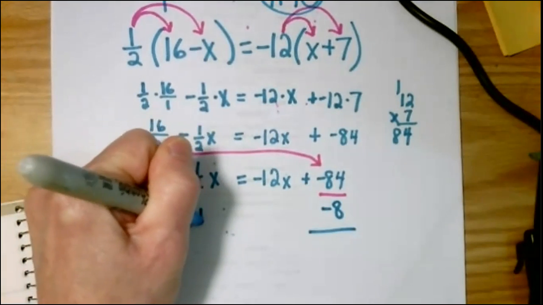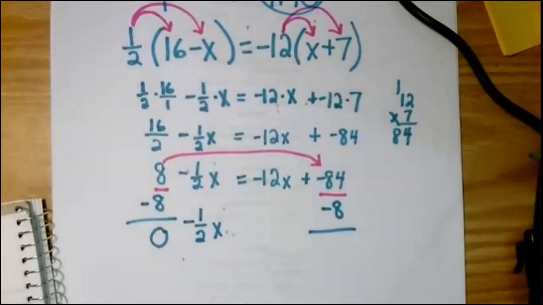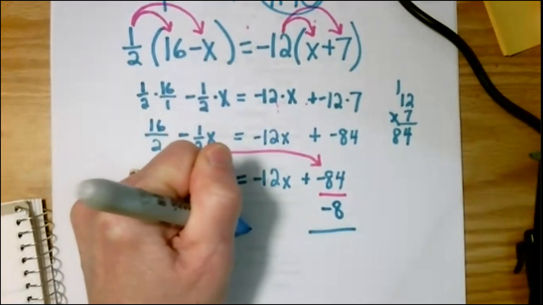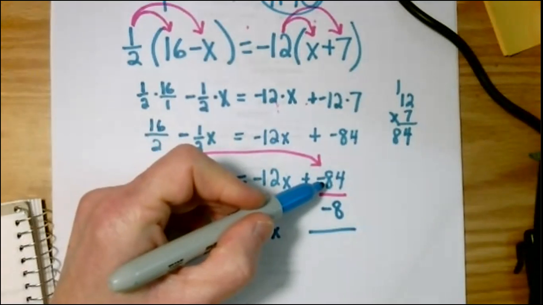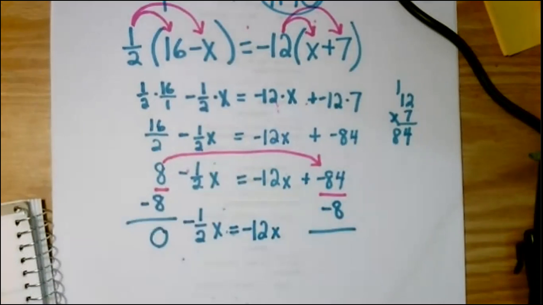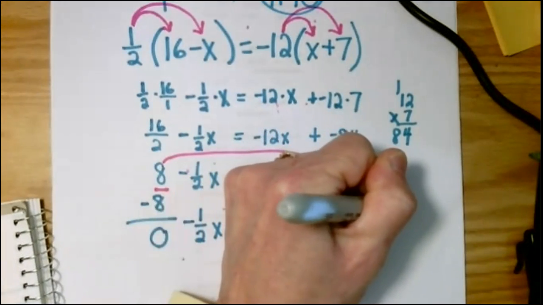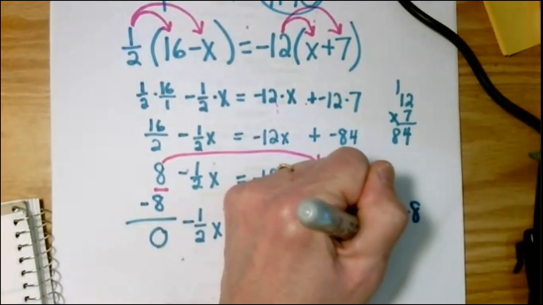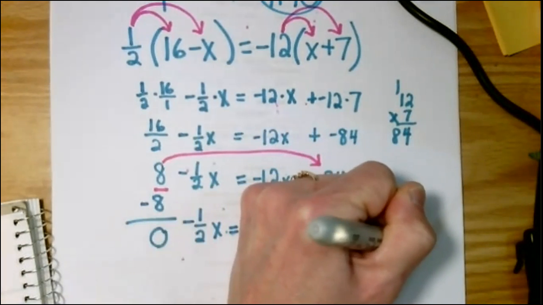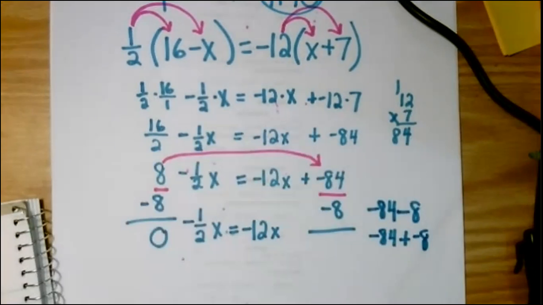I still have my minus 1/2 x is equal to negative 12x. Now I have a negative 84 minus 8. So what is that going to be? So I have a negative 84 minus 8. That's really the same as negative 84 plus negative 8.